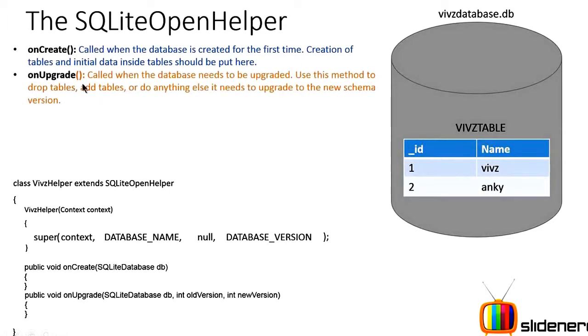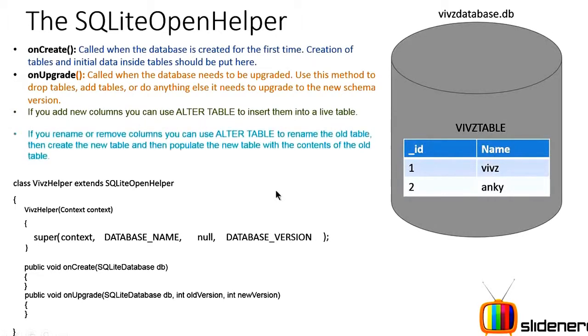And then there's the onUpgrade method that gets called when the database needs to be upgraded, which means you performed some changes to the structure of the database. You can drop tables, add tables, or do anything else that you need to move to the new database schema that you have. Now if you add new columns, you can use the alter table statement to do that. And if you rename or remove columns, again you can use alter table to rename the old table. And you can also transfer data inside the onUpgrade method from your old table to the new table and add null values or something for the newly created columns that you have, provided they support a nullable value.